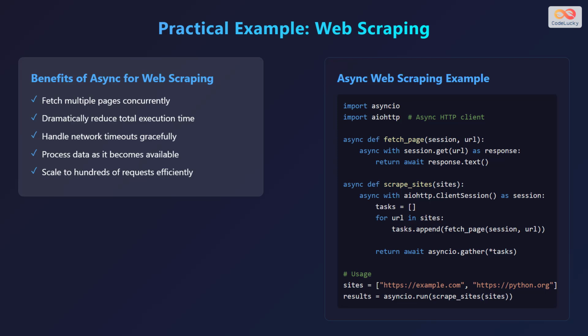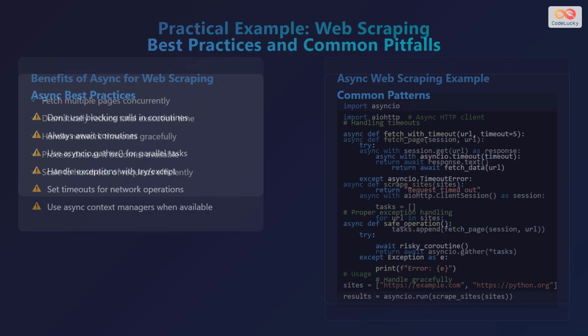First, import the asyncio and aiohttp libraries. Define a coroutine called fetch_page that uses an aiohttp client session to get the text content of a URL. Define another coroutine called scrape_sites that takes a list of URLs, creates tasks for each URL, and gathers the results using asyncio.gather. The example then defines a list of URLs and runs the scrape_sites coroutine to fetch the content of those websites concurrently.